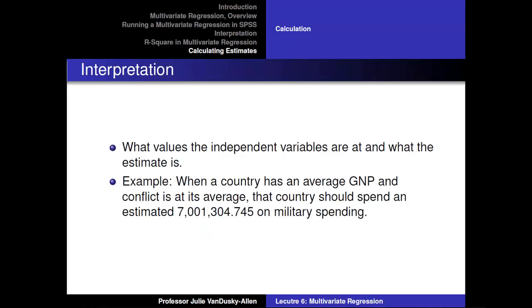To interpret this information, you would say what values the independent variables are at and what the estimate is. So in this case, you would say when a country has an average GNP and conflict is at its average, that country should spend an estimated 7,001,304.745 on military spending.